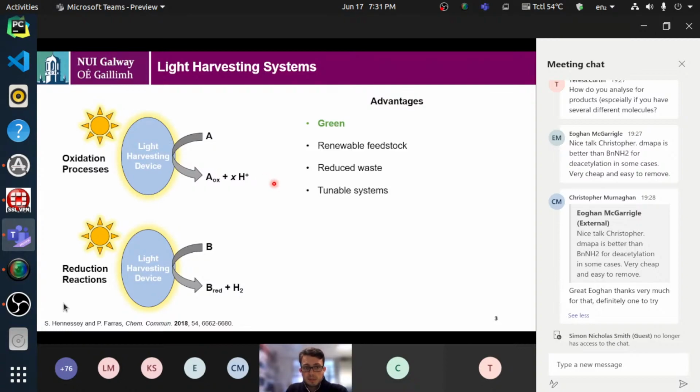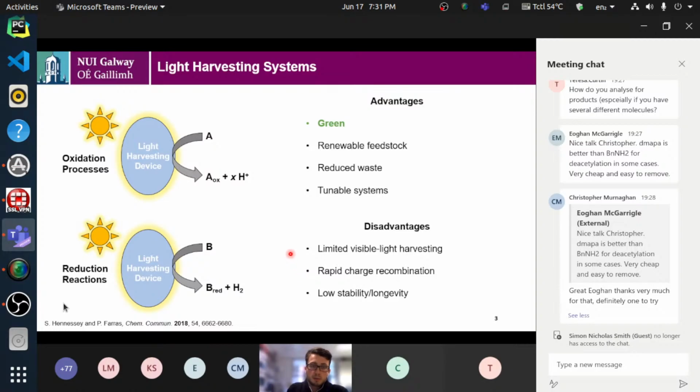Now, in terms of disadvantages, many of these devices have limited visible light harvesting. They also have rapid charge recombination, decreasing the catalytic output, and they also have low stability and longevity. So they tend to break down over time. They also might not be very good in thermal conditions, and they might not be very good over a long period of time in terms of catalytic performance. So what we're looking into doing is producing new materials that improve on these disadvantages.